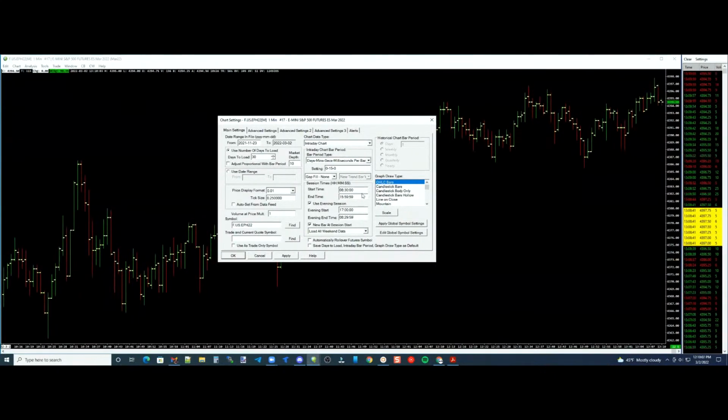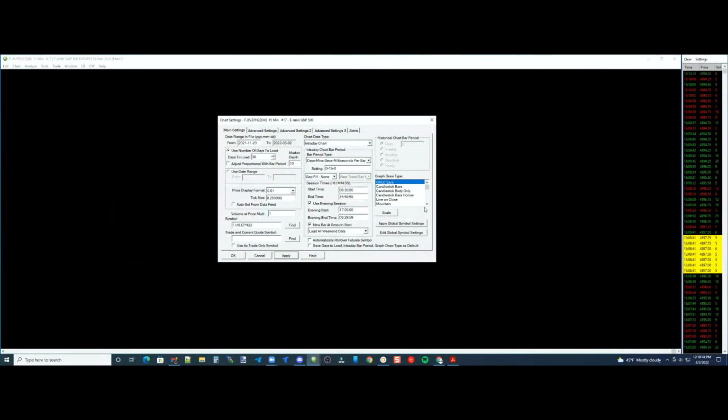So now what we have is the RTH session and the Globex session, with the hour break in between. It's a 15-minute chart. And what we're going to do is hit apply, and it's got to go ahead and do its thinking.